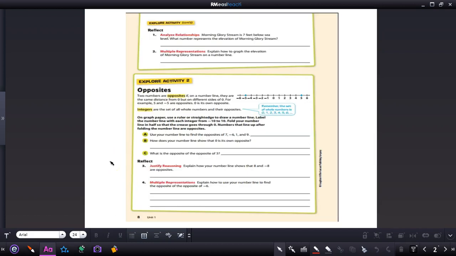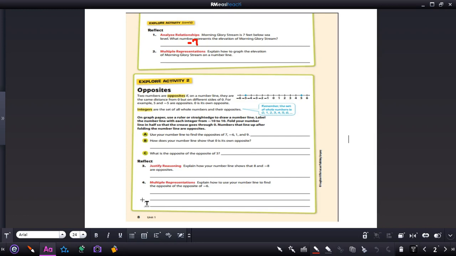Now let's turn over to page 8 in your Go Math book, and we can see the reflect problems. Number 1, Morning Glory Stream is 7 feet below sea level. What number represents the elevation of Morning Glory Stream? I want you to complete this problem all by yourself. Okay, you should have had -7. The reason we know that, if you look back at page 7, is elevations below sea level are represented by negative numbers, and elevations above sea level are represented by positive numbers. So -7 should be your answer.